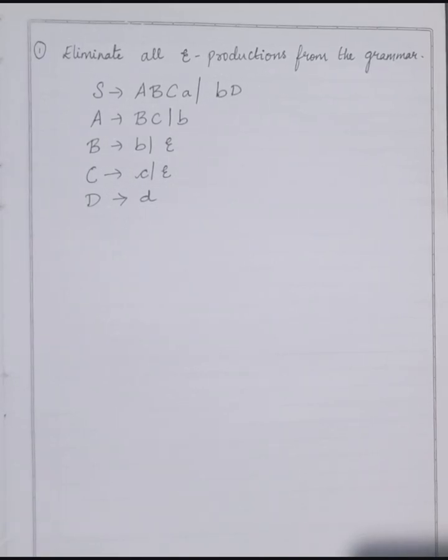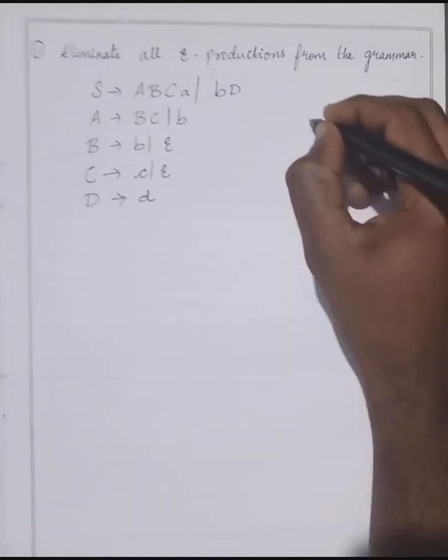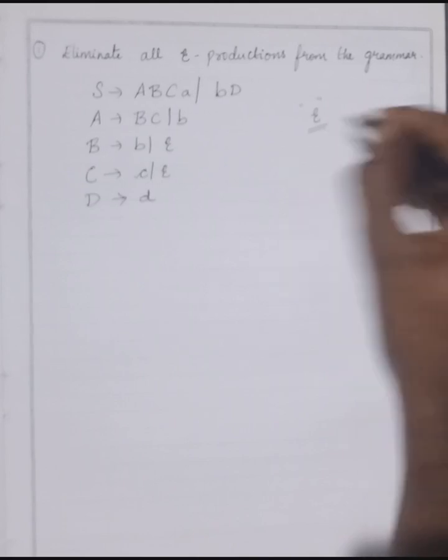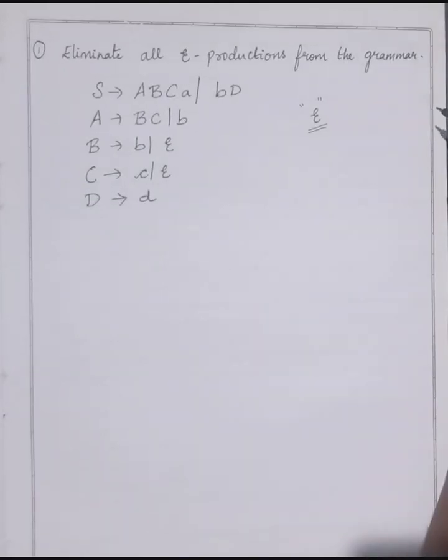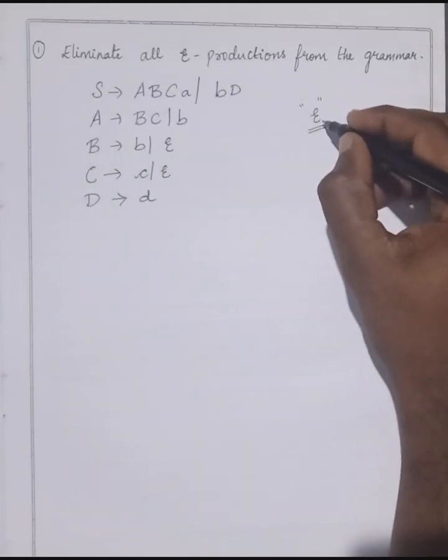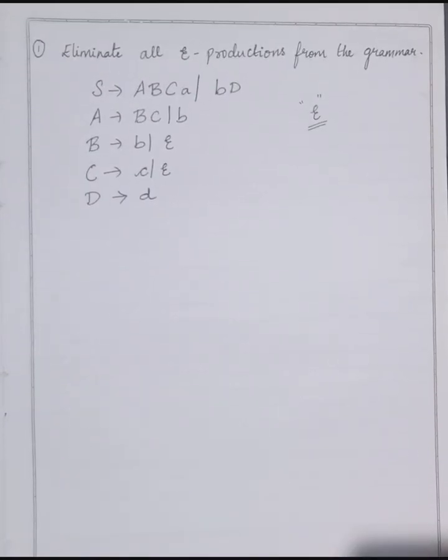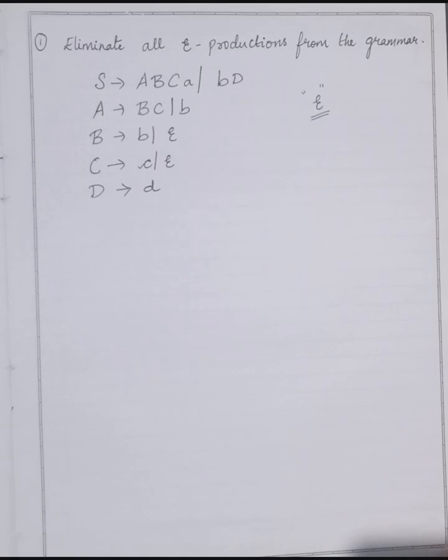Hello everyone. Last session we saw how to eliminate useless production. From today we'll start to see how to eliminate epsilon production. We already know what epsilon is: epsilon means no input. Whenever there is no input, we denote it with epsilon. So we need to eliminate all the epsilon productions from the given grammar. We'll see how to solve this type of question.